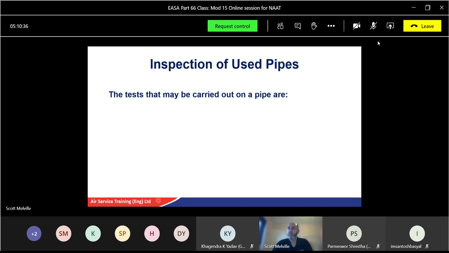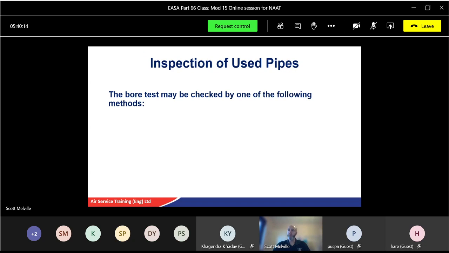Okay. Right, before we go into tests, what time is it now? 1:15. Right, let's go for our first afternoon tea break. Again, come back in about 20, 25 minutes or so, and we'll carry on with inspection of used pipes. There's a few numbers and bits and pieces we're going to do. Okay, so come back in about.